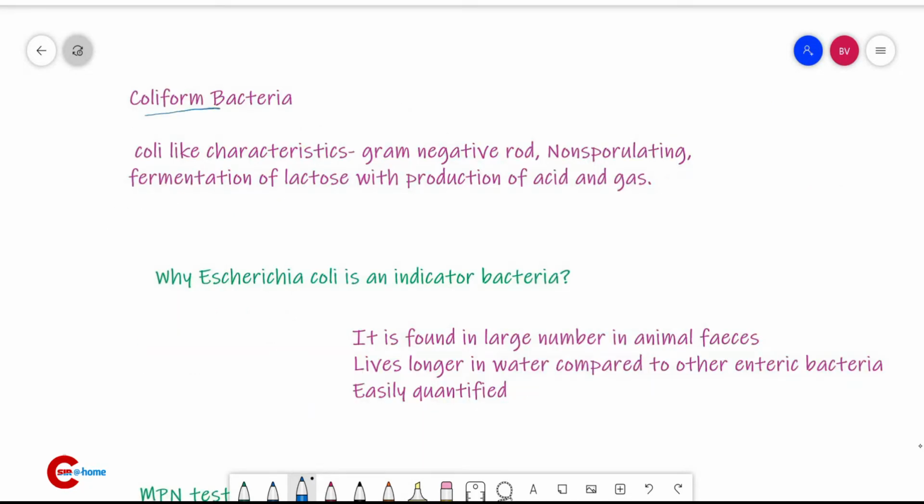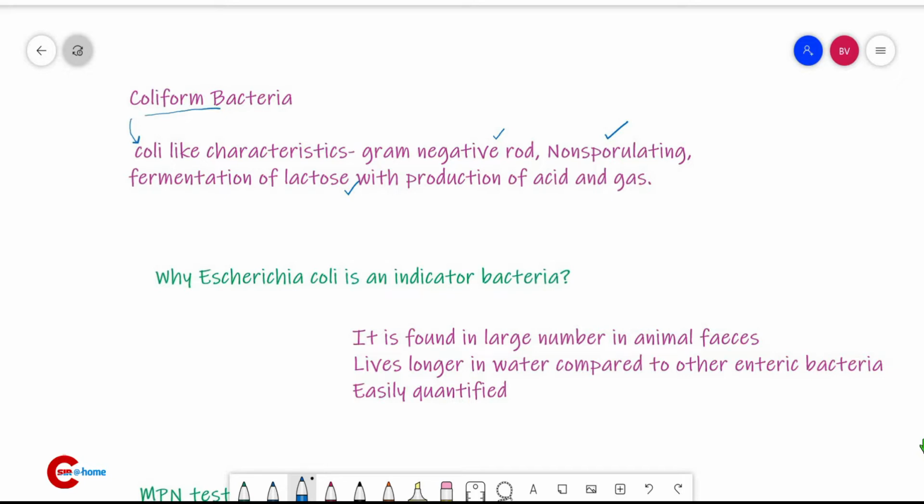The MPN test is mainly for coliform bacteria, that means Escherichia coli-like characteristics. What are the characteristics of Escherichia coli? Gram-negative rod, non-sporulating, and it can ferment lactose with the production of acid and gas.